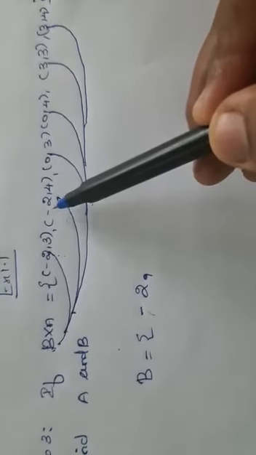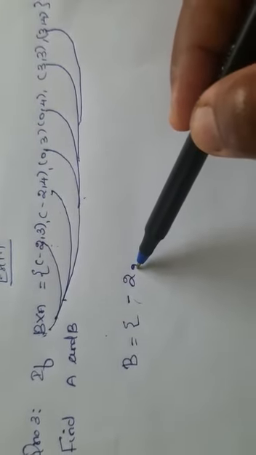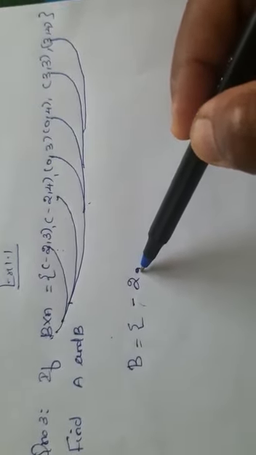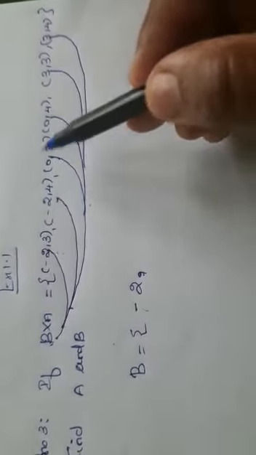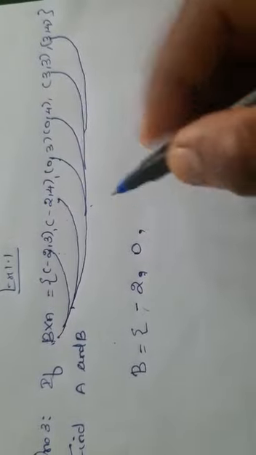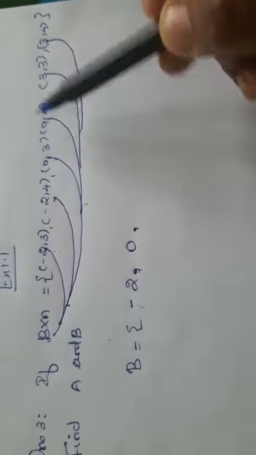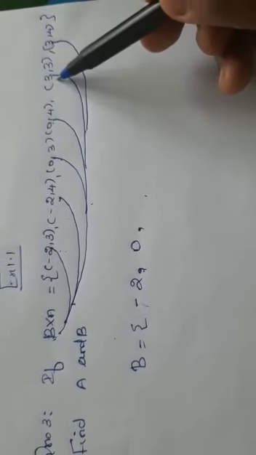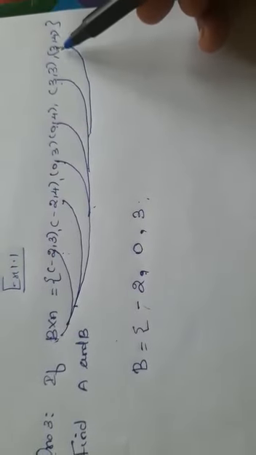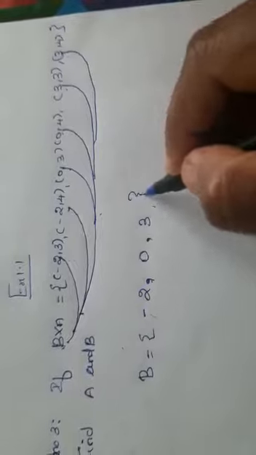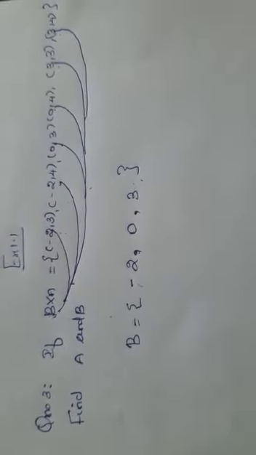See, the first element is minus 2. What is the first element in the second ordered pair? Minus 2. Already we have written minus 2, so we don't want to write it again. The next ordered pair, the first element is 0. What is the next element? 0, so we don't want to write it again. Next it is 3, and the next element is 3, so we don't want to write it again. So the elements in the B set are minus 2, 0, 3.